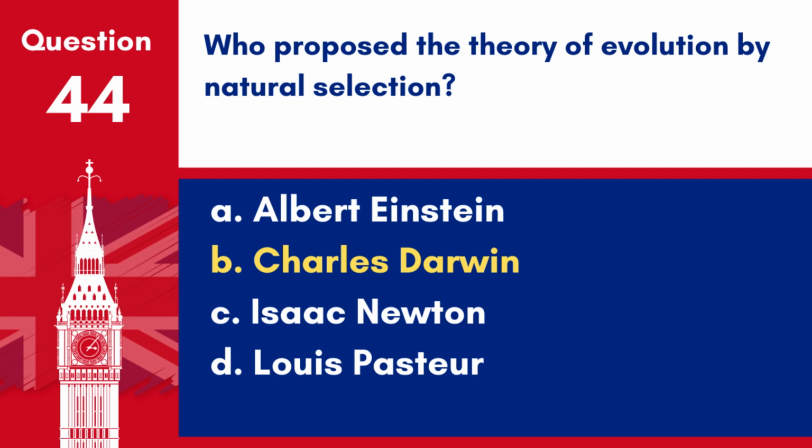Answer: B. Charles Darwin. Charles Darwin is credited with proposing the theory of evolution by natural selection, fundamentally altering the scientific understanding of natural development of life.